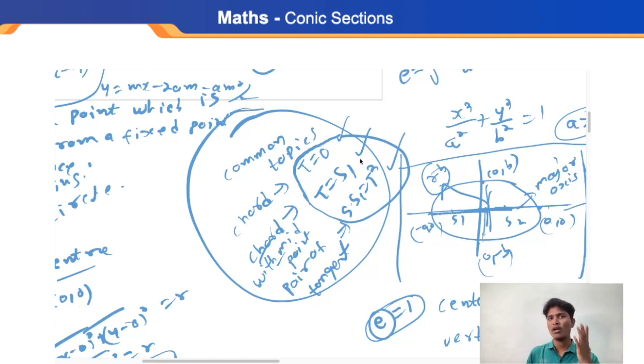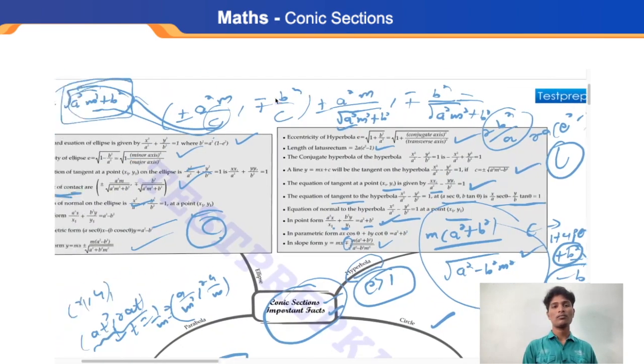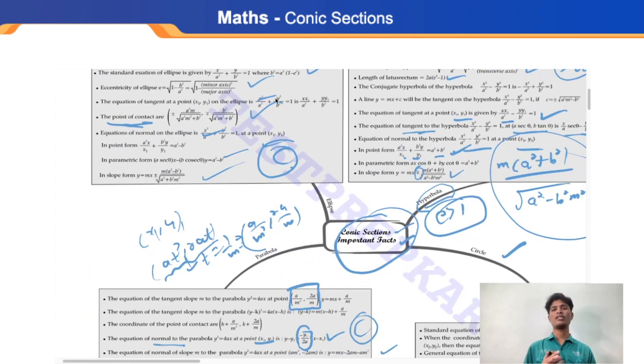So these four conic sections, which are circles, parabola, ellipse, hyperbola, if you want to understand these things, you have to watch the video of straight lines and pair of straight lines, because everything is lines only, that is tangent line, normal line. So you have to understand. So I have discussed the entire conic section, that is the circles, parabola, ellipse, hyperbola.